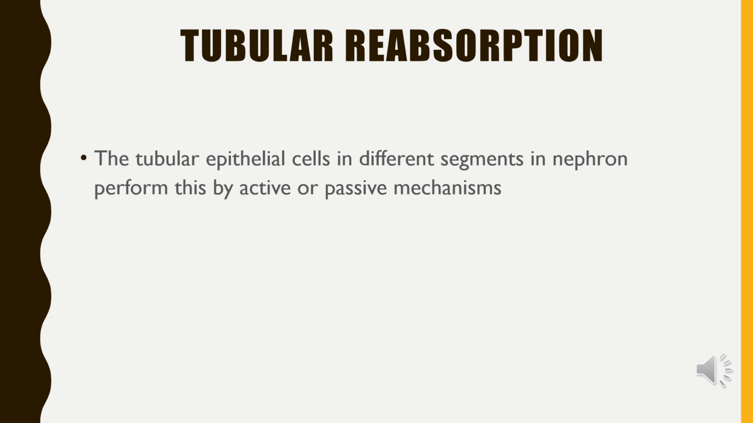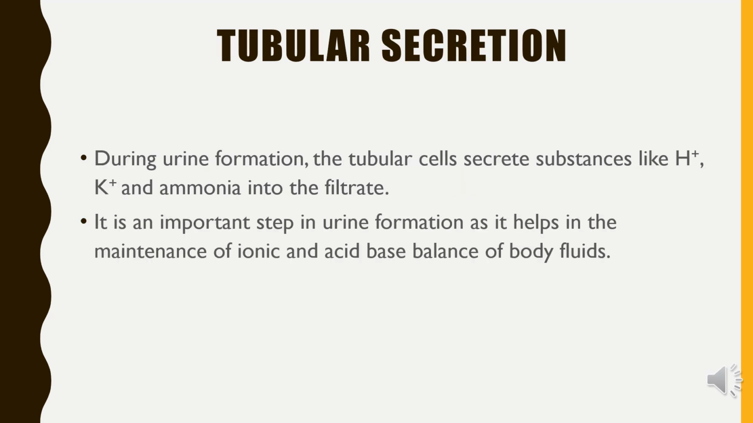Now the third process which happens in urine formation is tubular secretion. The cells of the renal tubule not only remove substances from the filtrate by the process of reabsorption and send them to the peritubular capillaries, but also excrete additional waste from the bloodstream into the filtrate by the process of secretion. Thus, tubular secretion is the opposite of tubular reabsorption.